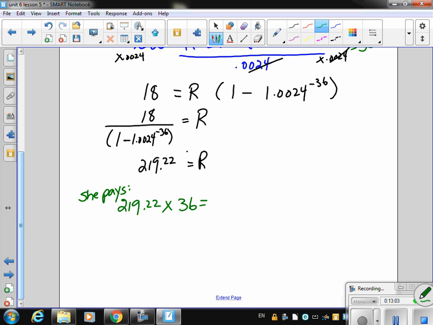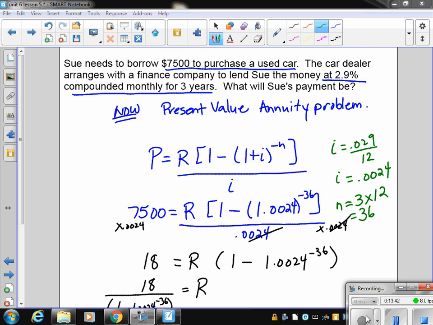So what came out of poor Sue's pocket is $7,891.92. And the vehicle was listed at $7,500. So she paid $391.92 to have that loan, which isn't such a bad deal when you think about it. You got the privilege of buying a car when you need to buy one. Now, my friends, we need to practice.